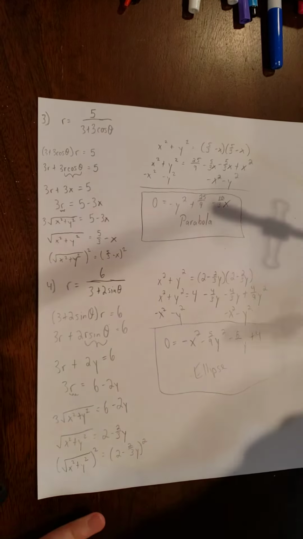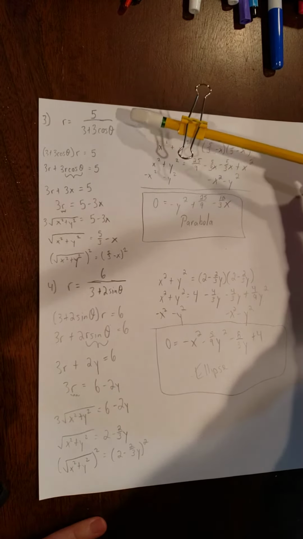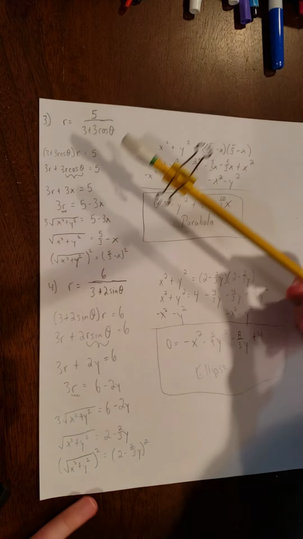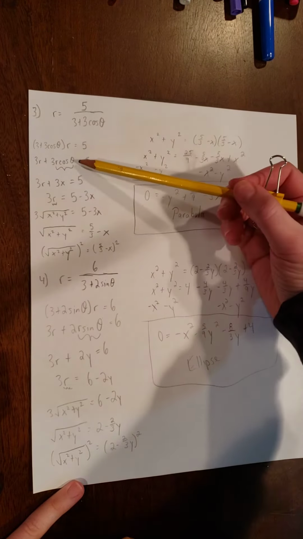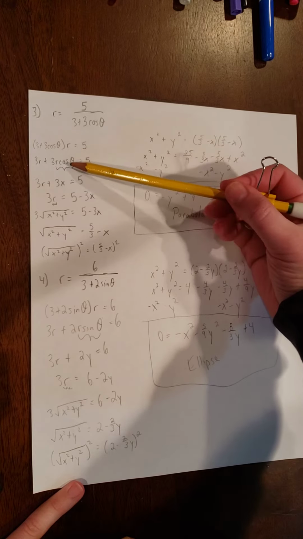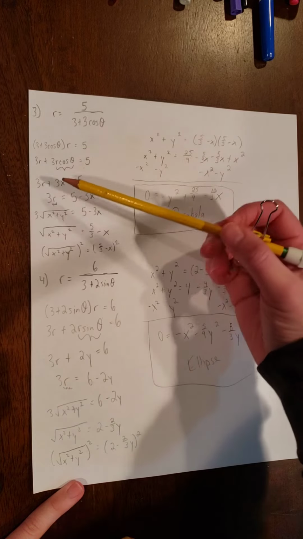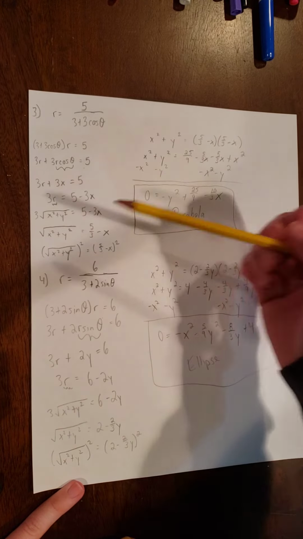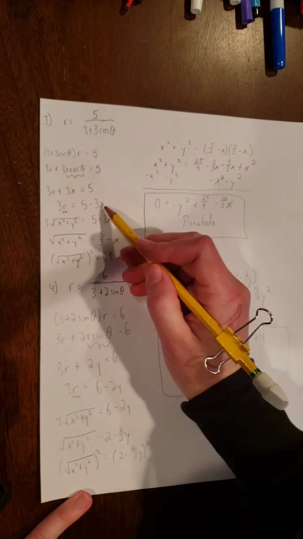So for number 3, multiply 3 plus 3 cosine theta on both sides. So distribute the r. We get 3r plus 3r cosine theta equals 5. R cosine theta can be replaced with x. We still have an r. Subtract 3x from both sides.